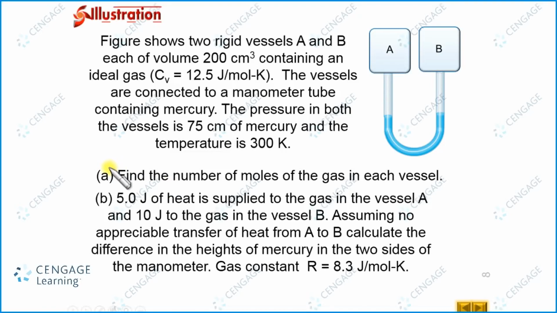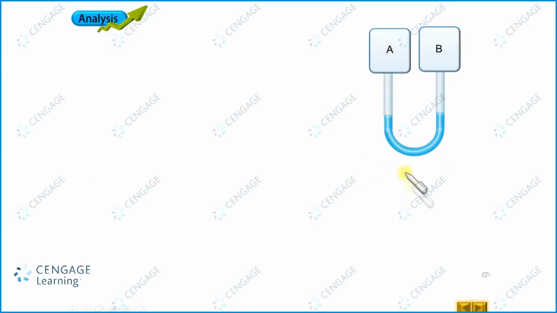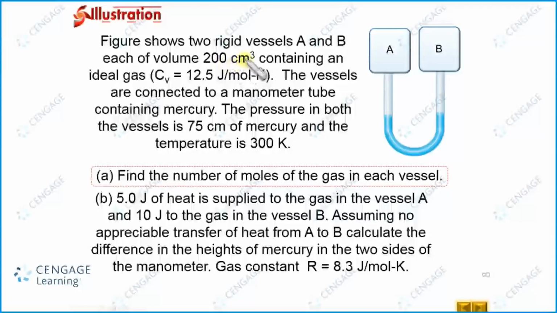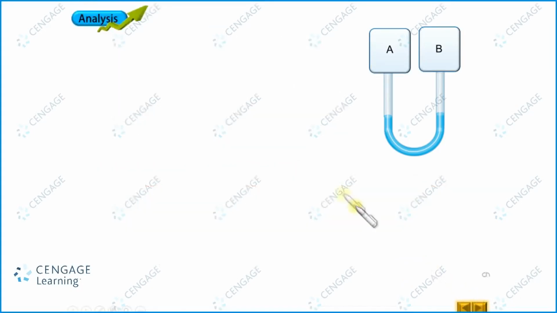Let us first analyze the first part of the question, the number of moles of the gas in each vessel. Because both have the same temperature, same volume and same type of gas, the number of moles should also be the same. So let us make the diagram here. We are given the volume 200 centimeter cube, that means 200 into 10 to the power minus 6 meter cube, CV equal to 12.5, temperature 300 and pressure equal to 75 centimeter.